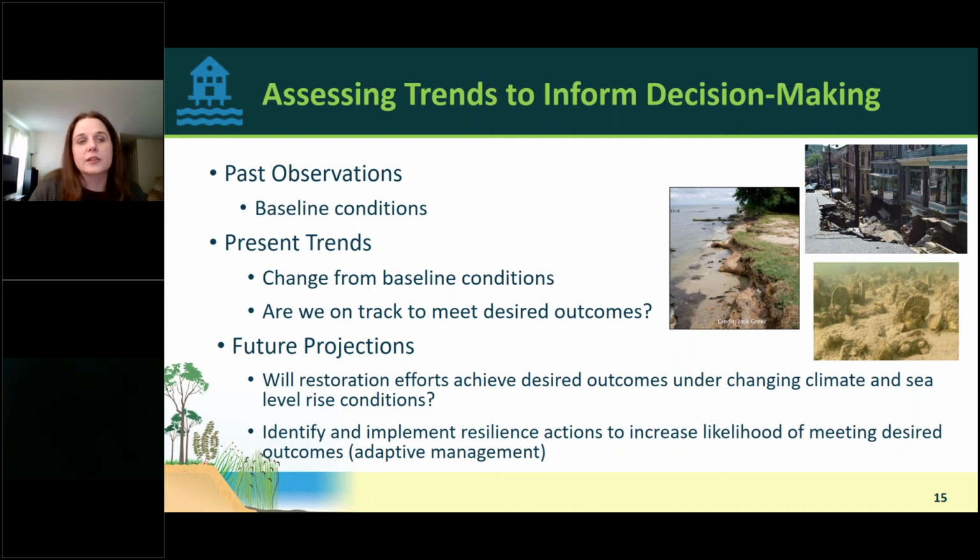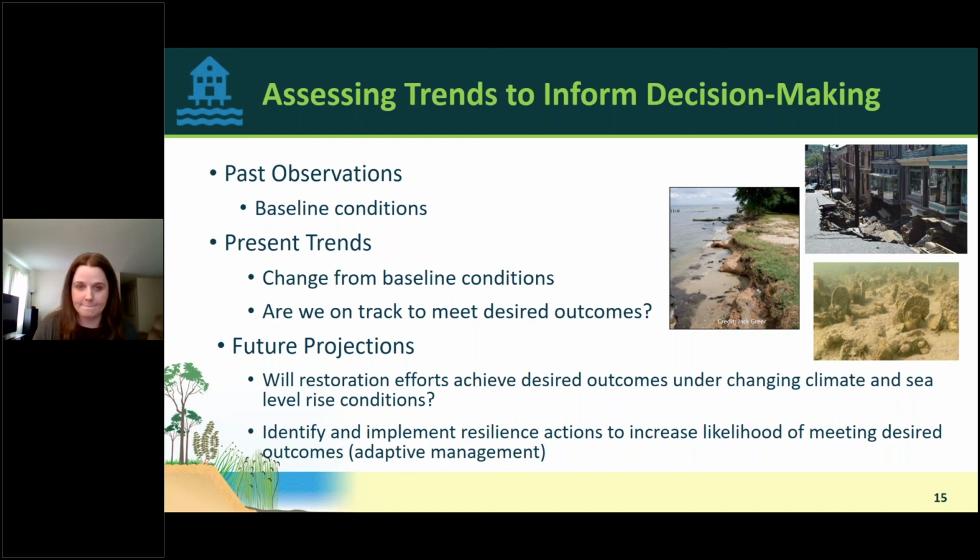And so we ask questions like, will restoration efforts achieve desired outcomes under these changing climate and sea level conditions? And if not, then we work towards identifying and implementing resilience actions to increase the likelihood of meeting the desired outcomes. So this is very much an adaptive management process.